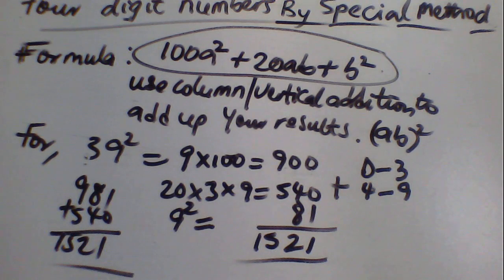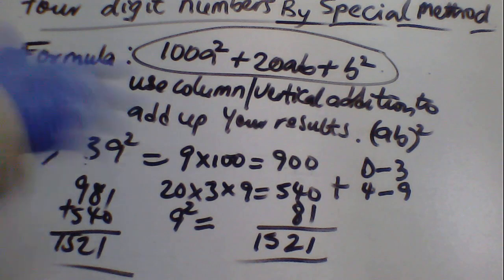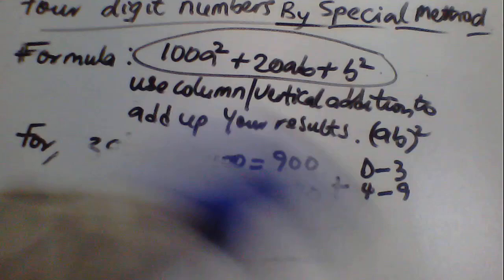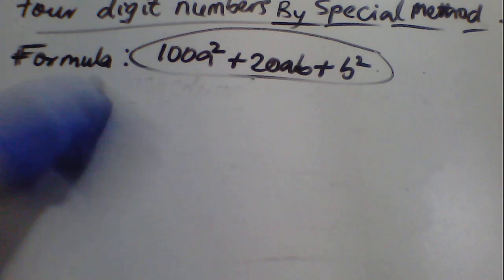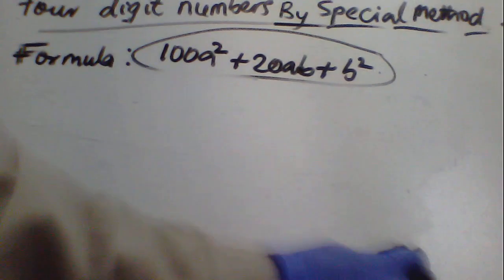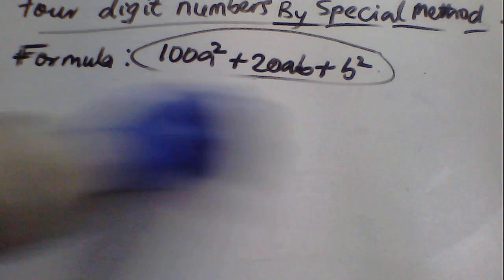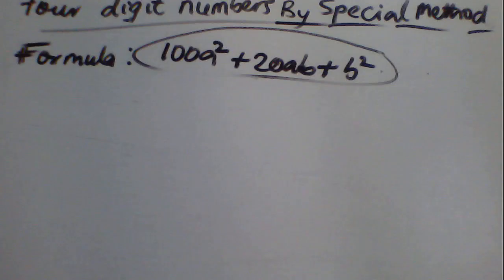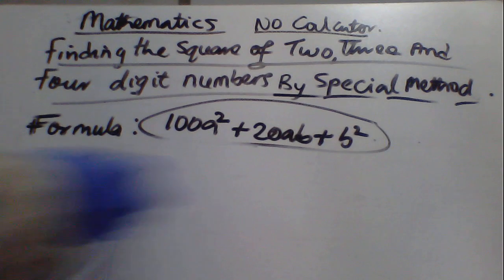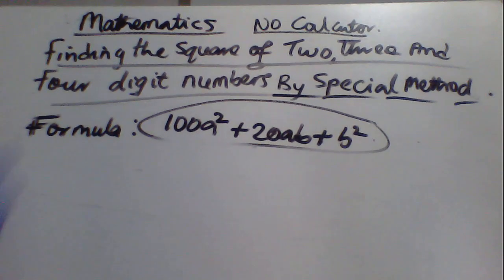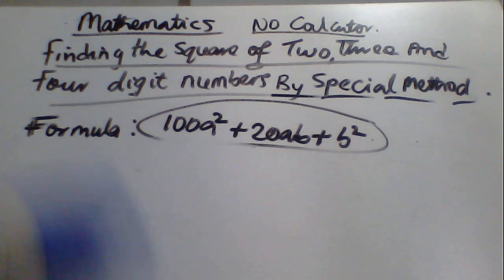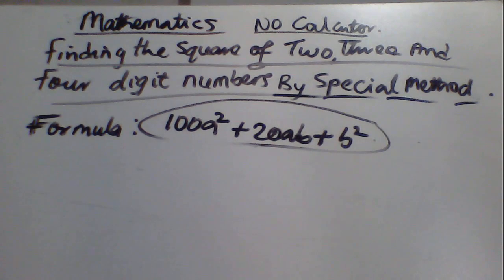So let's do more examples for you to see how easy this formula is. By the time we do up to 5 examples, you will flow. It will be easy with this formula. That will help you find the square of 2-digit, 3-digit, and 4-digit numbers with ease without a calculator.